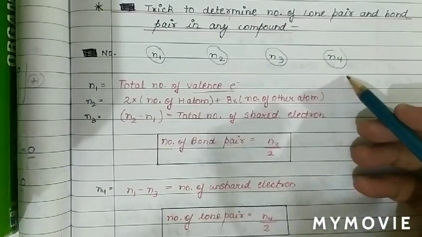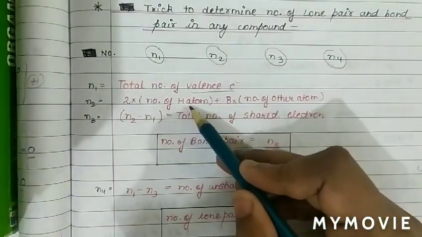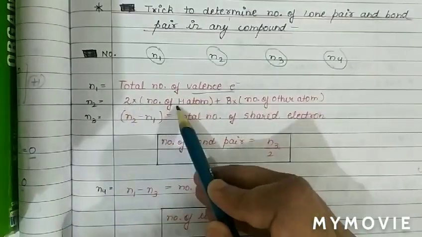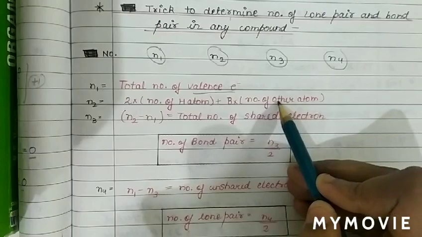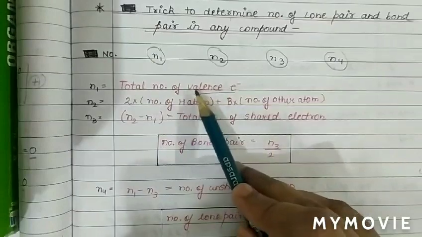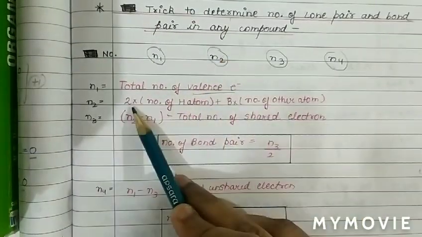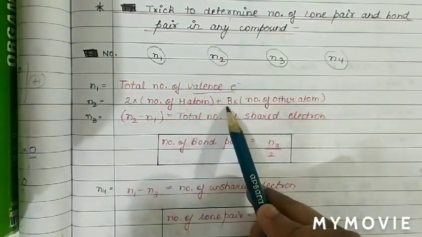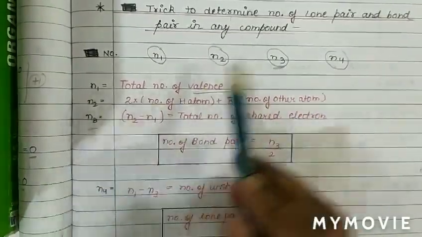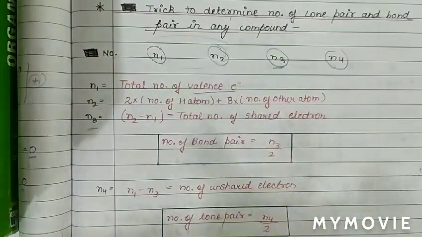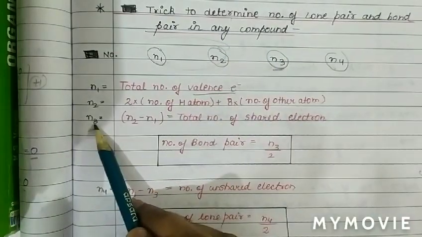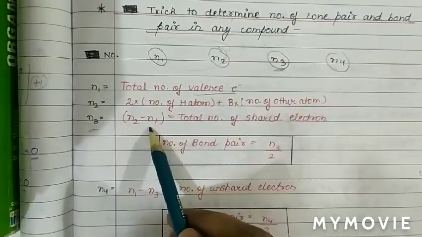If a molecule is like CH4, CH4 has hydrogen atoms as well as a carbon atom. So for hydrogen atoms we multiply 2 into the number of hydrogen atoms, and for carbon we multiply by 8. So these are the two numbers we have discussed. N1 is the total number of valence electrons and N2 is 2 times the number of hydrogen atoms plus 8 times the number of other atoms. Now we will calculate N3 on the basis of N1 and N2. What is N3? N3 is basically N2 minus N1.